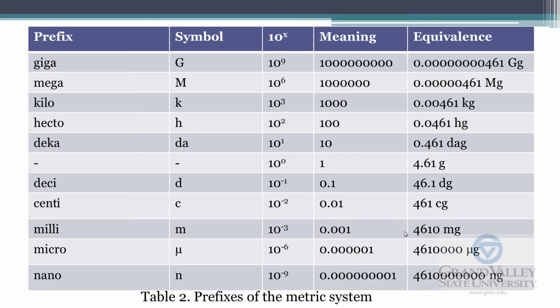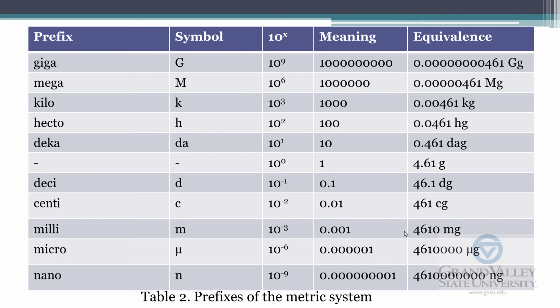Here are the most common prefixes that describe how the metric system works. Keep in mind that 10 to the 0 power equals 1. This represents our base unit. As you move up from there, your unit will represent a larger number of base units. For example, 1 kilometer is equal to 1,000 meters. As you go down from the base unit, your unit will represent a smaller fraction of the base unit, such as 1 millimeter equals 1,000th of a meter.